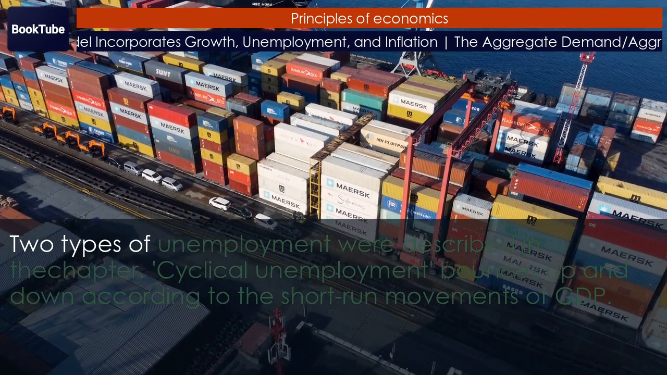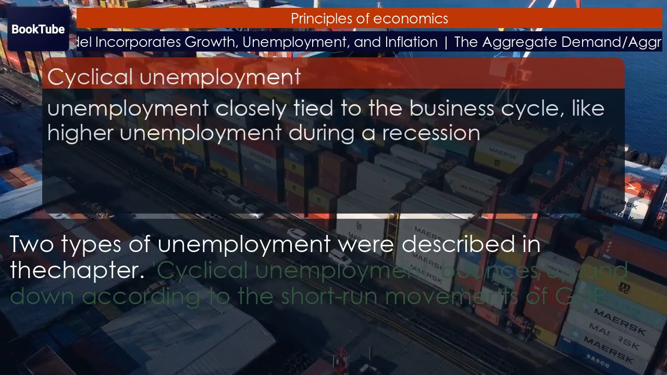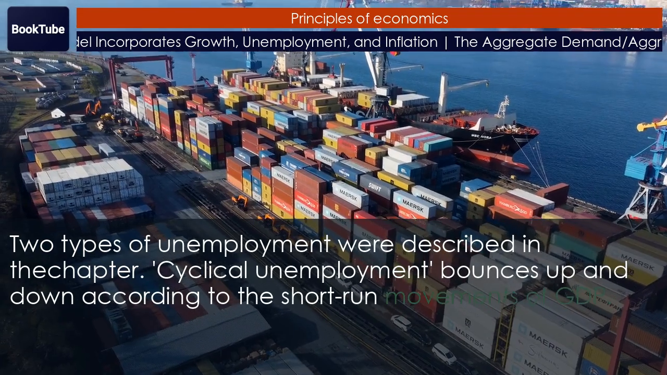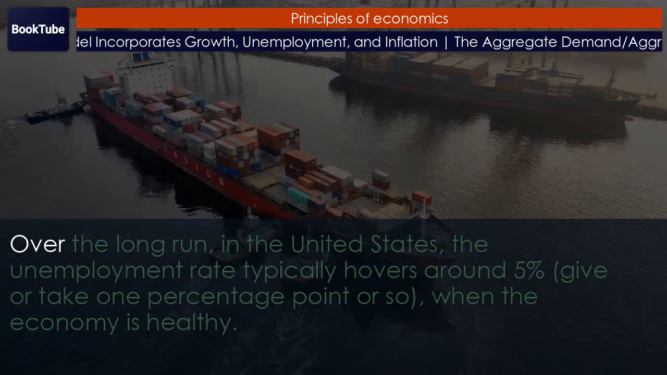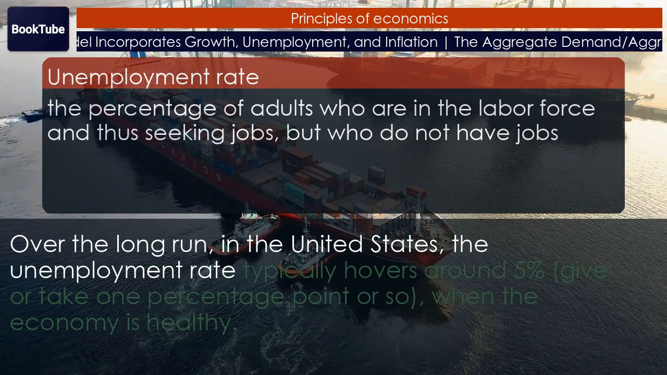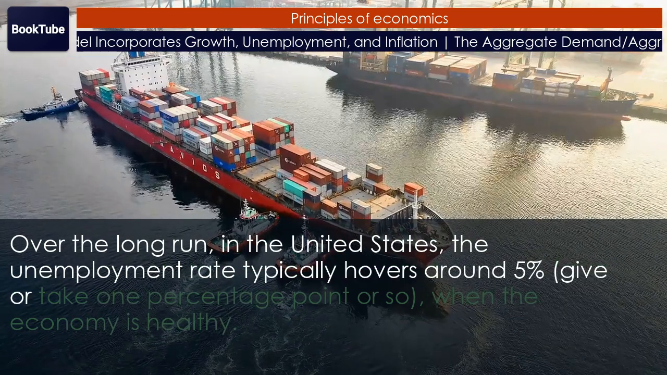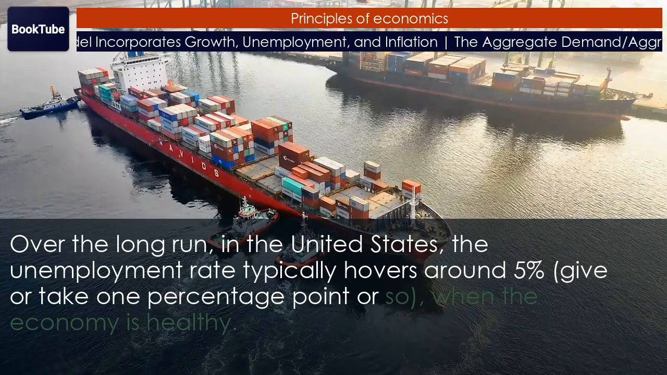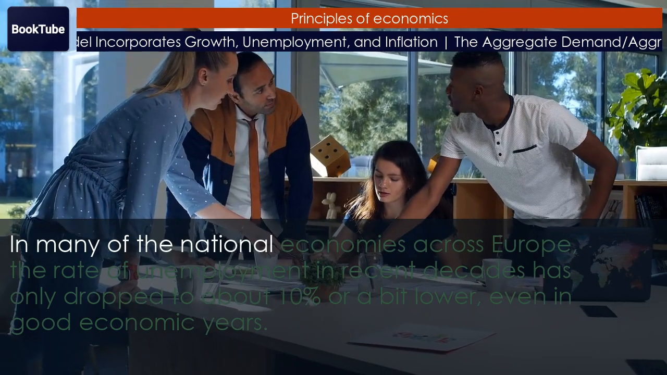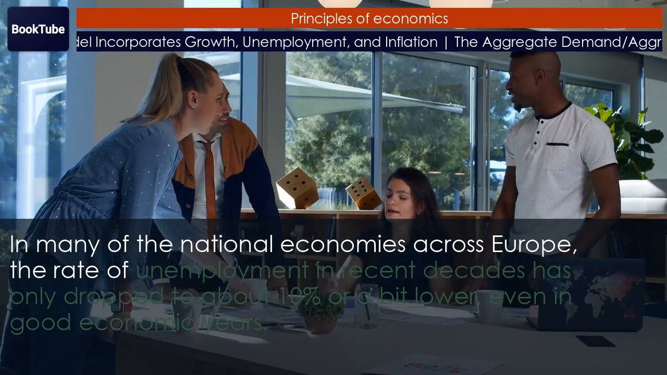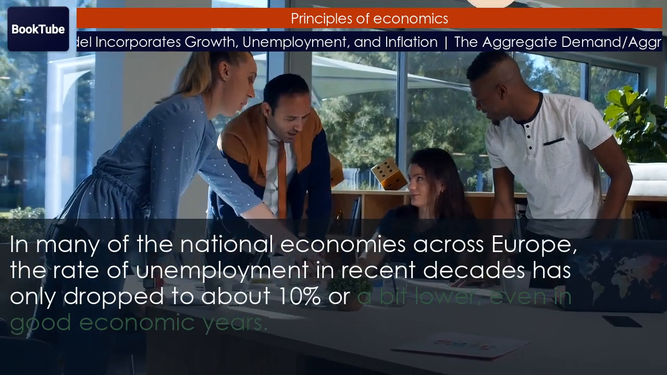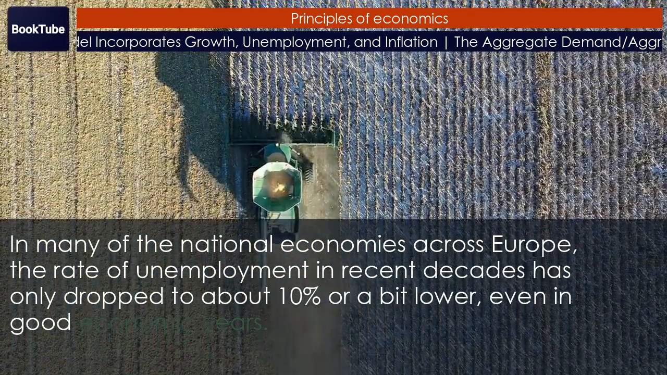Two types of unemployment were described in the chapter. Cyclical unemployment bounces up and down according to the short-run movements of GDP. Over the long run, in the United States, the unemployment rate typically hovers around 5%, give or take 1 percentage point or so, when the economy is healthy. In many of the national economies across Europe, the rate of unemployment in recent decades has only dropped to about 10% or a bit lower, even in good economic years.